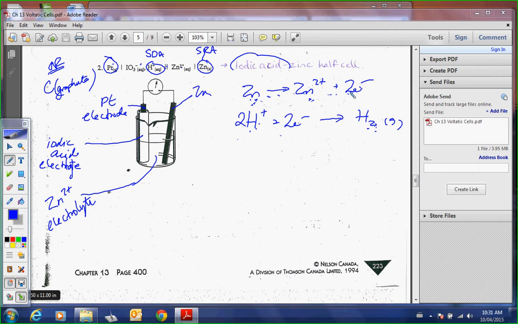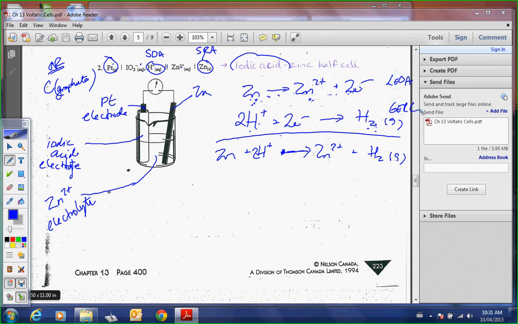Okay, and then the net, it's 2 and 2, so I don't have to multiply anything. It would be zinc plus 2H pluses goes to zinc 2 plus and H2 gas. And this is my loss of electrons, oxidation, anode reaction. This is my gain of electrons, reduction, the reaction happening at the cathode.